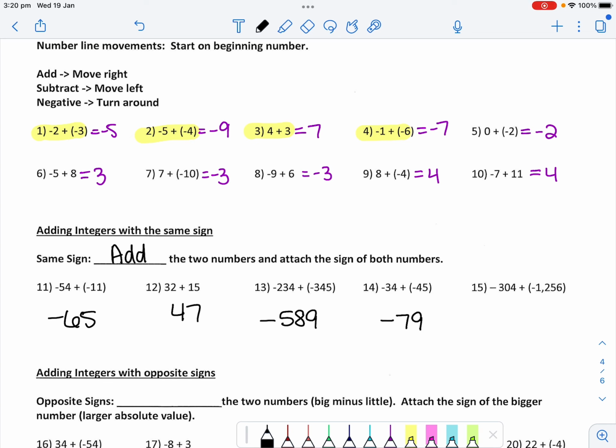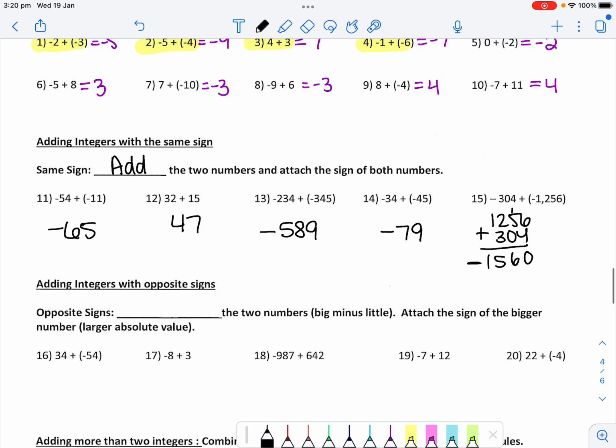And -304 plus -1256. So I'm going to do 1256 plus 304. So carry the 1, 6, 5, and 1, and then my answer is going to be negative because both values were negative.